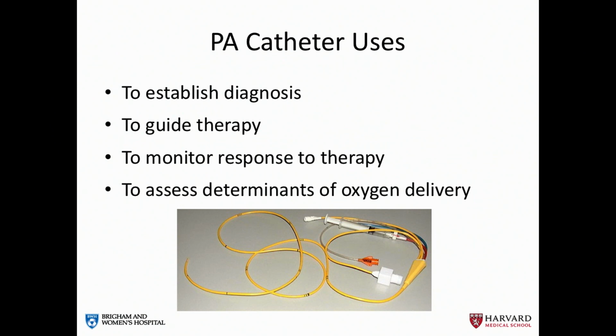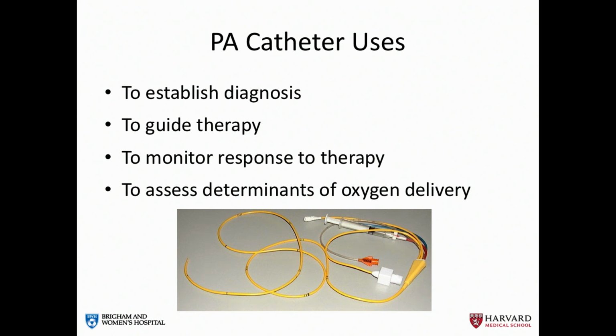Now we can move on to thinking about the pulmonary artery catheter and its uses, which is really, I think, the foundation of what we think of as hemodynamic monitoring. The pulmonary artery catheter can be used to establish diagnoses in very focused situations. In some situations, it can be used to guide therapy. It can also be used to monitor the response to therapy, and I think importantly, it can assess determinants of oxygen delivery. But all of these things need to be taken in context of the patient's presentation.